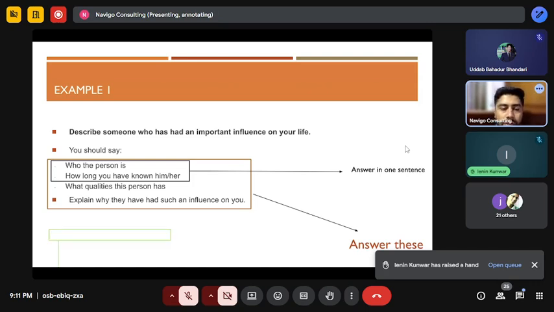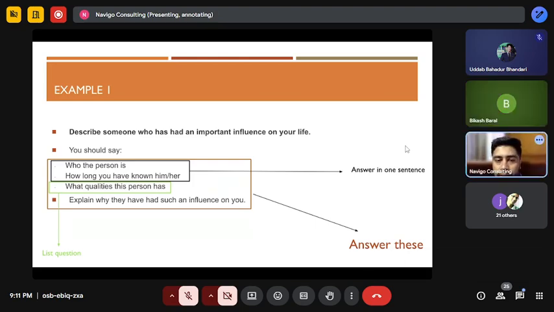And now, this is the listing question. In this question, what qualities this person has? Means you're going to list out the qualities now. My brother is very punctual, he's very hardworking, and he's very disciplined. So you list out the qualities. And now this is the question where you have to make up a story, or where you have to elaborate for a longer period of time. This is the explanation question. This actually is the experience-based question. Why they have had such an influence on you?